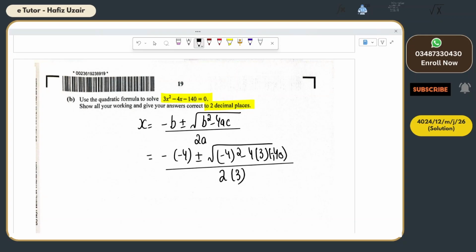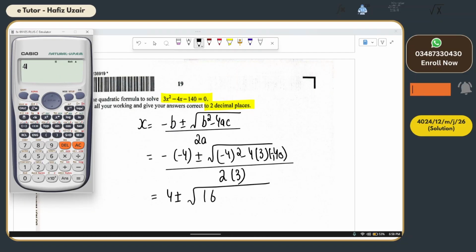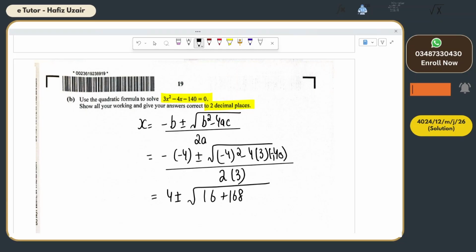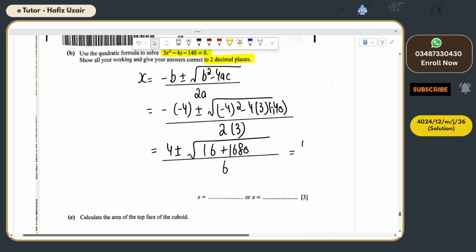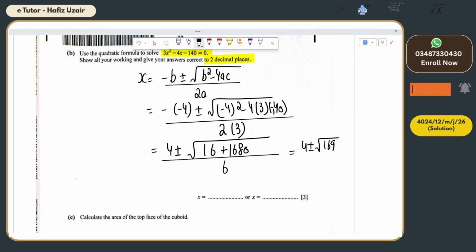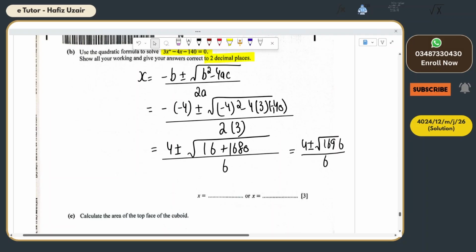Over 2 times 3. So this thing turns out to 4 plus minus 16, and if you multiply 4 with 3 and 140, let's do it over here. So this is 1680, over 6. So this will be equal to 4 plus minus, 1680 plus 16, so this will be 1696 now, all right, over 6. Let's put this value on the calculator.